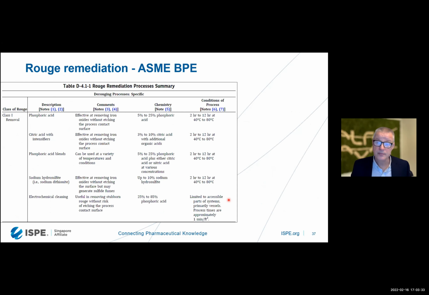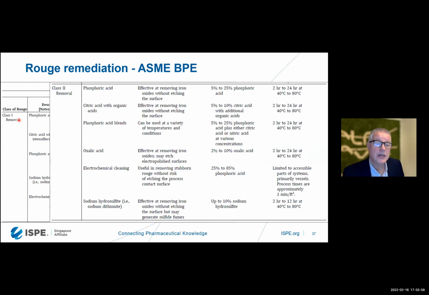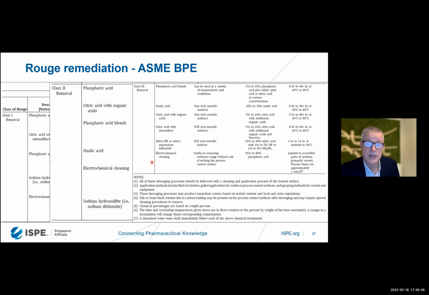The third part is that they are talking about rouge remediation, or how to remove the rouge. And they talk about phosphoric acid, citric acid, or phosphoric acid blends, typically phosphoric and citric acid, or sodium hydrosulfide, or electrochemical cleaning. And these are for removal of class 1 rouging. There are slight additions for class 2 removal, where they also add electrochemical cleaning. And for class 3 rouge, they have an even more advanced cleaning method.